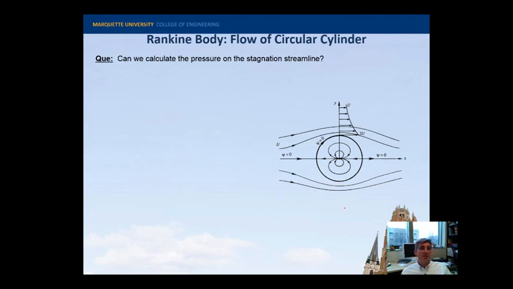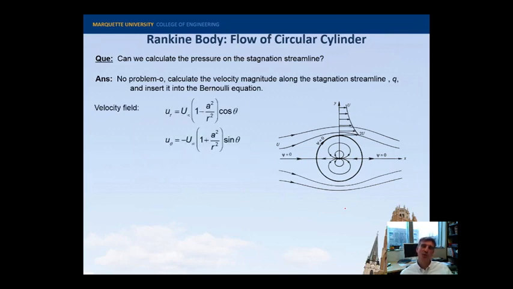So now that we know what the value of the stagnation streamline is, that's the one on the body, we can calculate what the pressure is on the body. That's a very thermodynamic, fluid mechanic thing to do, calculate the pressure. So can we calculate the pressure? No problemo. What we need to do is insert the relationship between r and theta that describes the shape of the body into the velocity field so that we get the velocity just on the body, and then we take its magnitude and shove it into the Bernoulli equation and get the pressure.